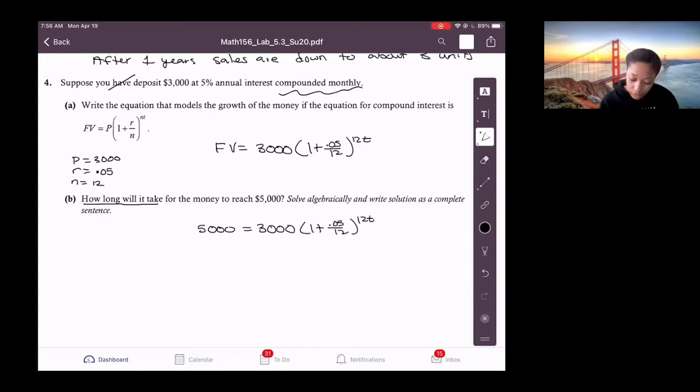To do this, first step, we want to divide both sides by 3,000. Why am I dividing both sides by 3,000? So that we can isolate the exponential term.